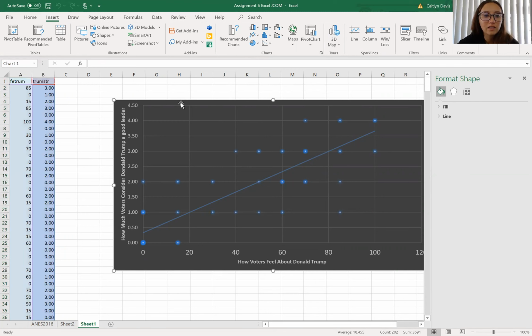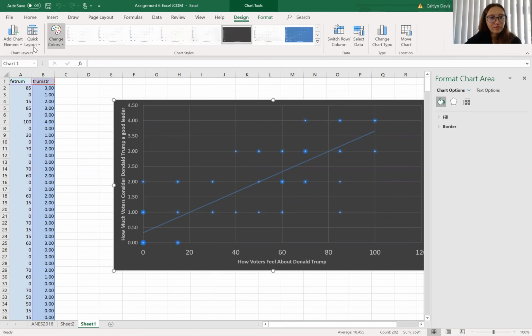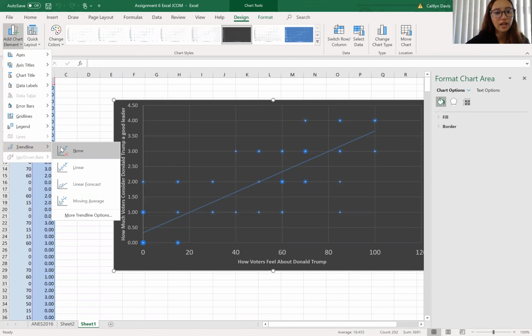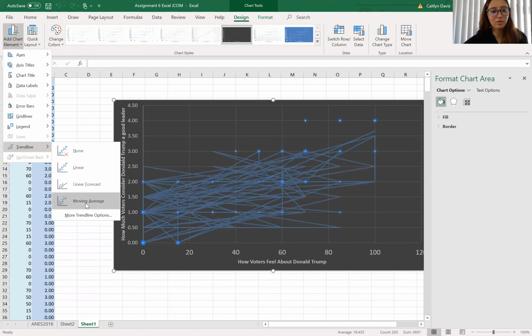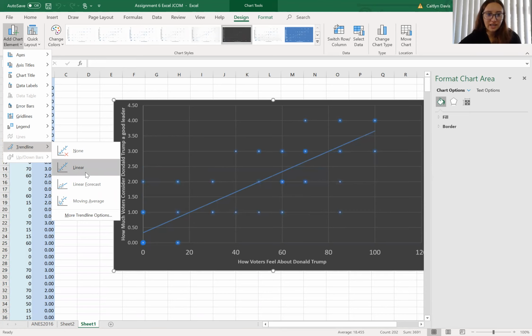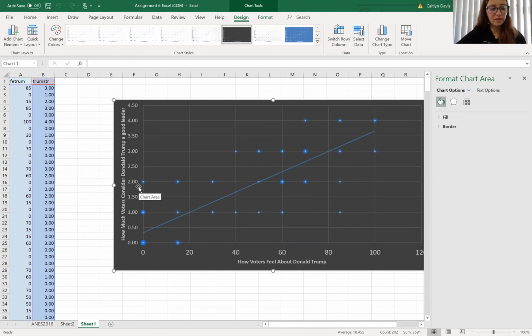So what I had to do is click on it, and then go up to design right up here on this little tab, and then add chart elements. So the first thing I did was add a trend line, and we needed it to be a linear trend line. As you can see, there's none, there's linear forecast, and moving average, which is all over the place. So we did a linear trend line here.